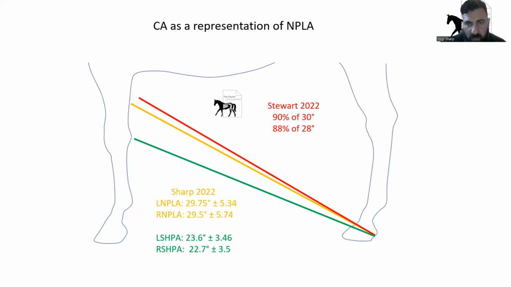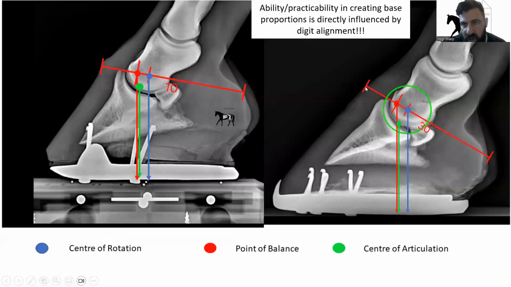88% of horses with a 28-degree coronet angle had negative palmar or plantar angles. So that tells us if we put this template onto our horse, following the hairline, and I've got a video of exactly where to place it later for you.